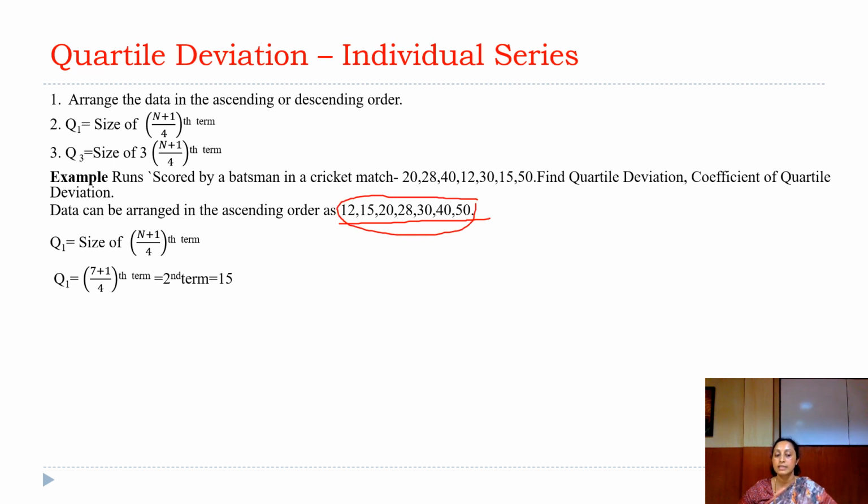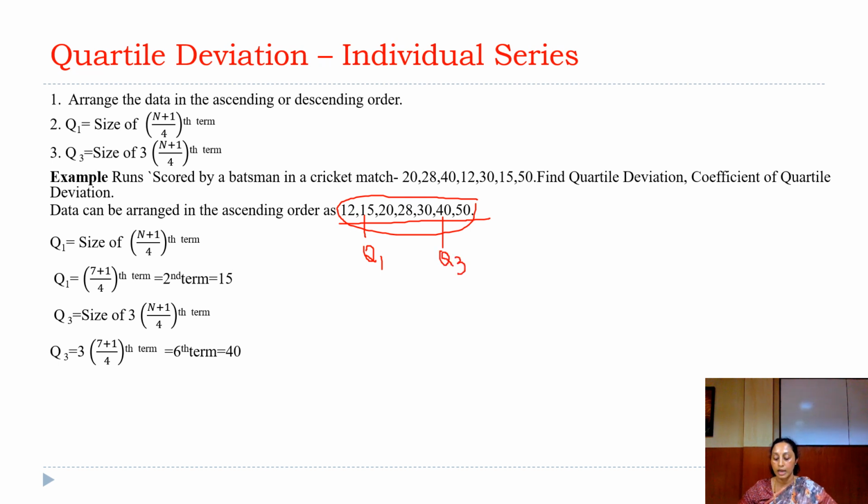Therefore Q1 is 7 plus 1 divided by 4, so Q1 stands at the second term. That means this is our Q1 value. So Q1 is 15. Now let us find Q3. Q3 is given by 3 times (n plus 1) divided by 4. So 3 times (7 plus 1) divided by 4, and Q3 stands at the 6th term. If you count, the 6th term is 40. Therefore this is our Q3 value.